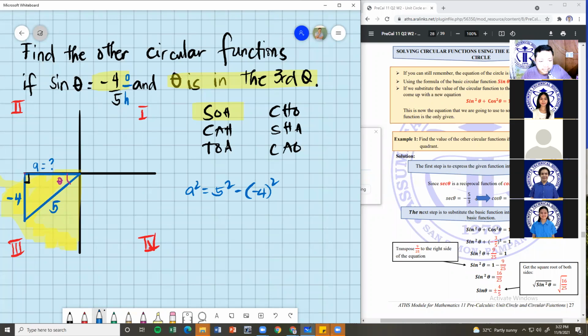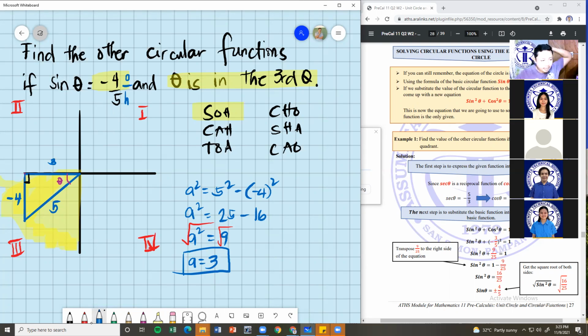So therefore, that becomes A squared is equal to 25 minus 16. And that is equal to 9. So therefore, to get the value of A, you need to get the square root. So A will be equal to 3. So your A here will be equal to 3.